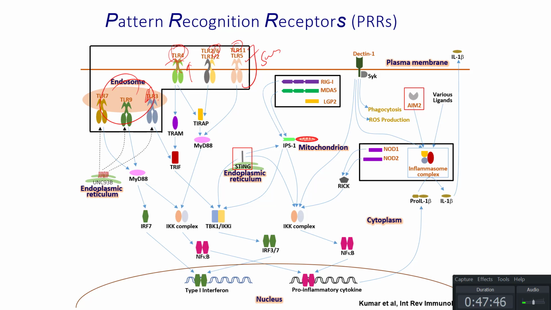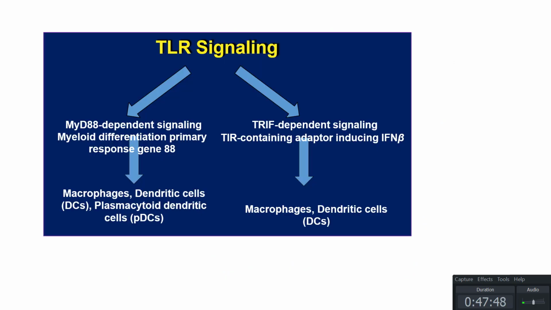So there are two different pathways by which it can be detected by TLR signaling. One is the MyD88 dependent signaling. MyD88 means myeloid differentiation primary response gene 88. The other is TRIF independent signaling, which is called TIR containing adapter inducing IFN beta, which is interferon beta. So this can be done by macrophages, dendritic cells, plasmacytoid dendritic cells. This will be done only by the macrophages as well as the dendritic cells itself.